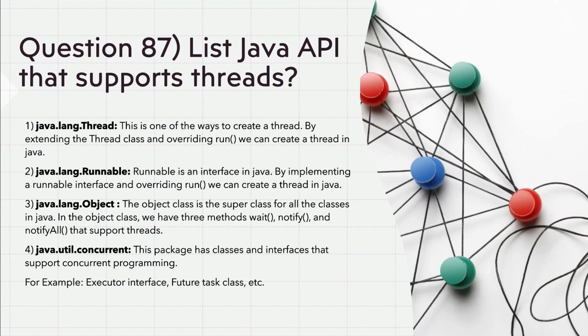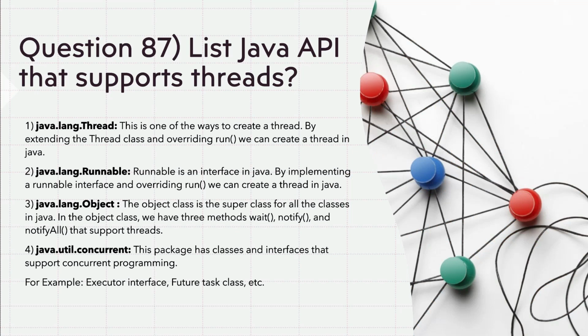Question 87. List Java API that supports threads. 1. java.lang.Thread. This is one of the ways to create a thread. By extending the Thread class and overriding the run method, we can create a thread in Java. 2. java.lang.Runnable. Runnable is an interface in Java. By implementing the Runnable interface and overriding the run method, we can create a thread in Java.